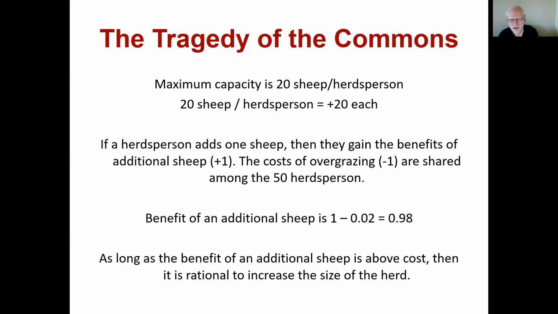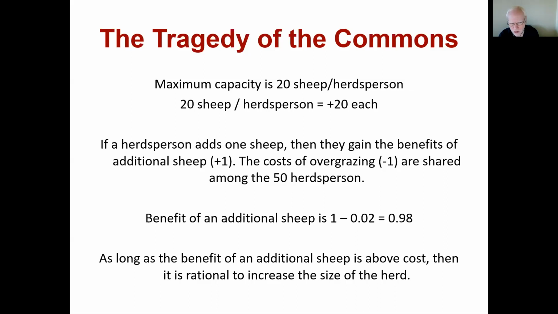But herds people then can start thinking about additional things. So for example, if a herds person adds 1 sheep, they then gain the benefit of the additional sheep, so they gain the +1. But the cost of overgrazing, -1, is shared among the 50 herds people. So the benefit of an additional sheep is +1, minus 0.02, because that's minus 1 divided by 50 people, which is equal to 0.98. So yes, it's not as much as what they would have had adding the sheep before, but it's actually pretty close to it.